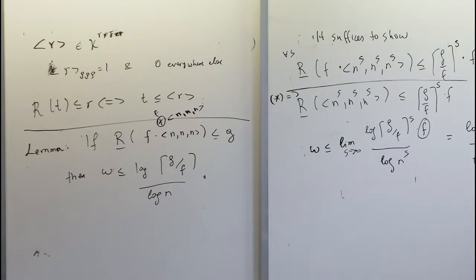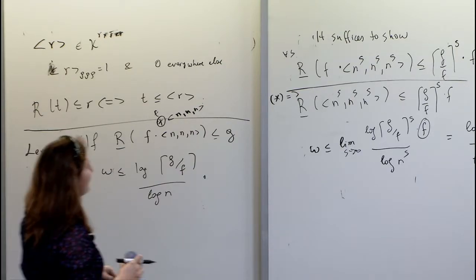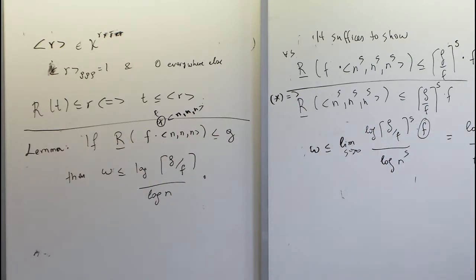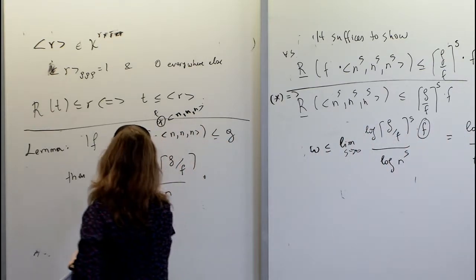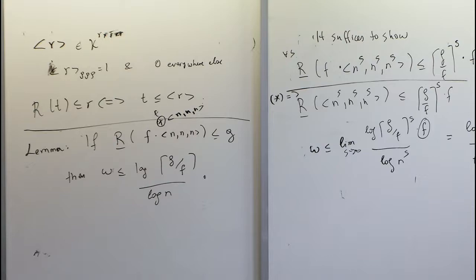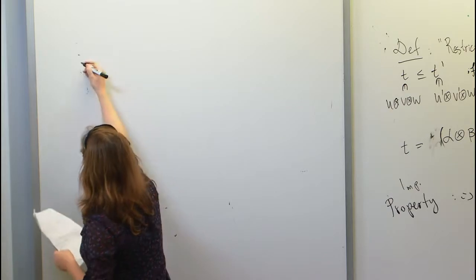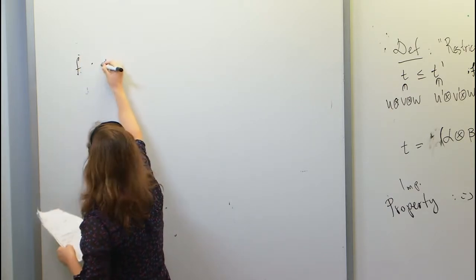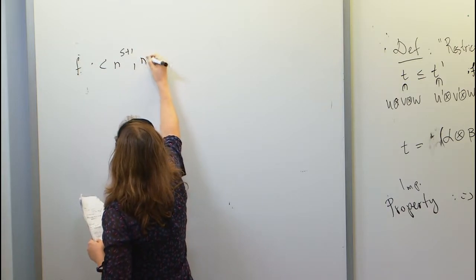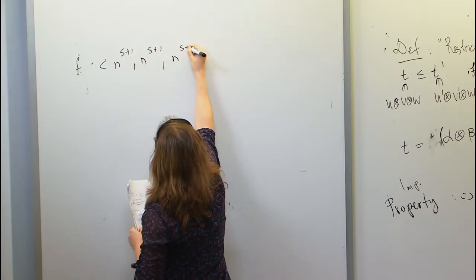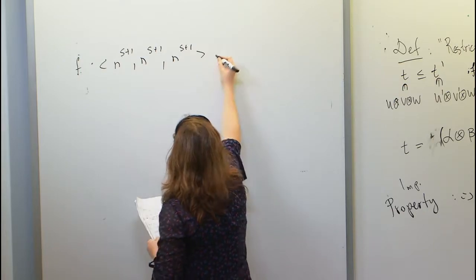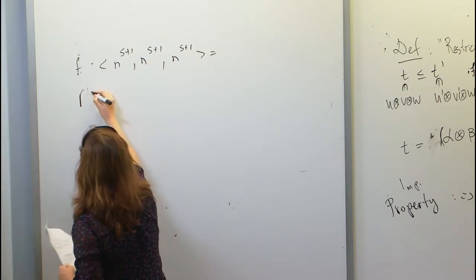Okay, so how do I prove that? I'm going to prove it by induction. It's true for S equals 1, by our assumption. So I'm going to prove it by induction: assume it's true for S minus 1, and we'll just do this. All right. So first, let's look at this. Okay, this happens to be equal.